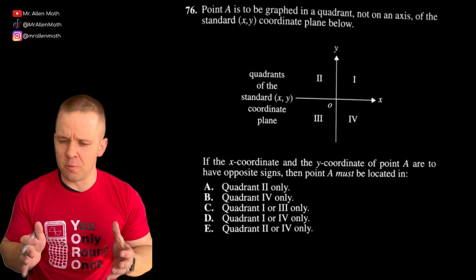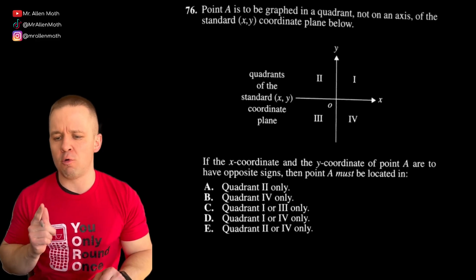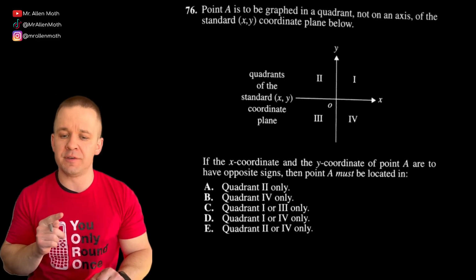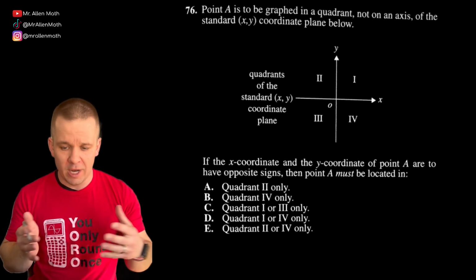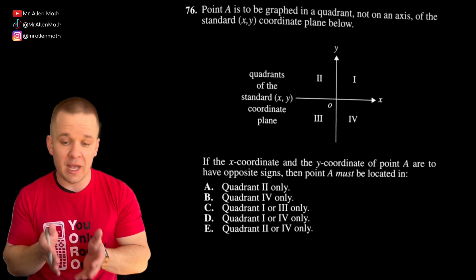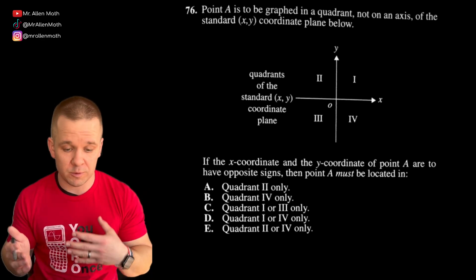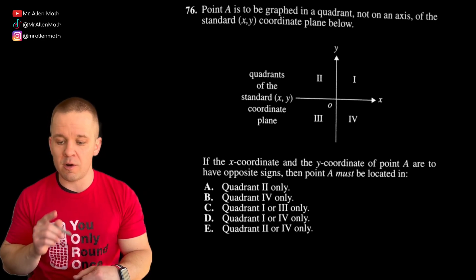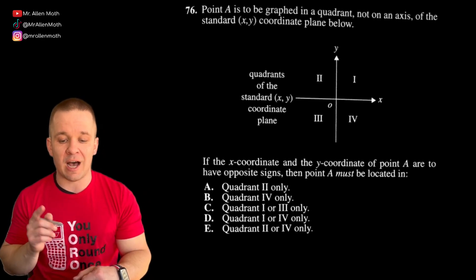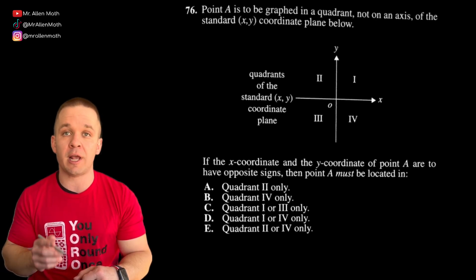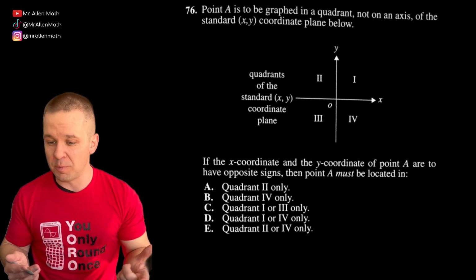All right, so this is an interesting one here. Point A is to be graphed in a quadrant, not on an axis, of the standard XY coordinate plane below. We got all of our quadrants, 1, 2, 3, and 4, and they label it out for you in case you didn't know which one was which. It says, if the x-coordinate and y-coordinate of point A are to have opposite signs, then point A must be located in which quadrant? And it could be multiple quadrants.